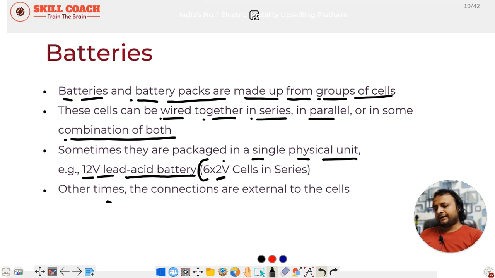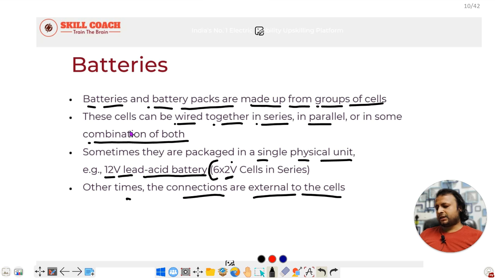And other times the connections are external to the cell. It means if we create one 12 volt battery, and another 12 volt battery, and we want to make a 24 volt battery, we need to connect both batteries together. I hope you got it. So that connection will be external.